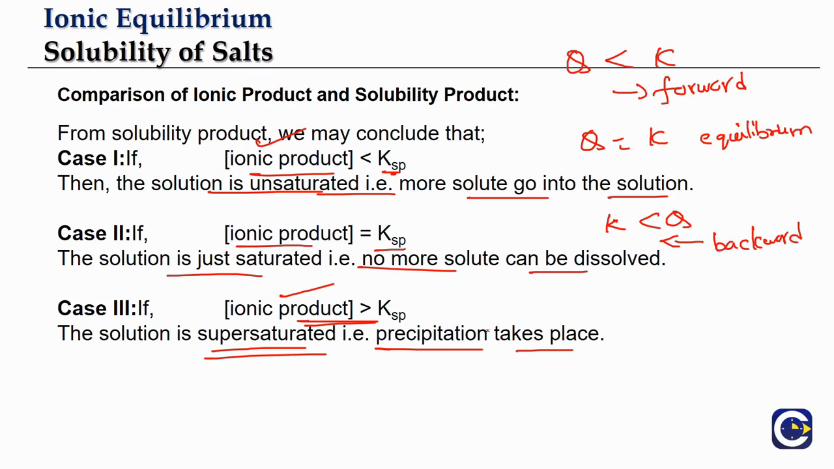Similarly here, if the ionic product is less than KSP, this is an unsaturated solution. If the ionic product is exactly equal to KSP, this is saturated, so we will not be able to dissolve any more solute. If the ionic product is more than KSP, we basically have a supersaturated solution, and there is going to be precipitation. So this is about the ionic product and KSP comparison.